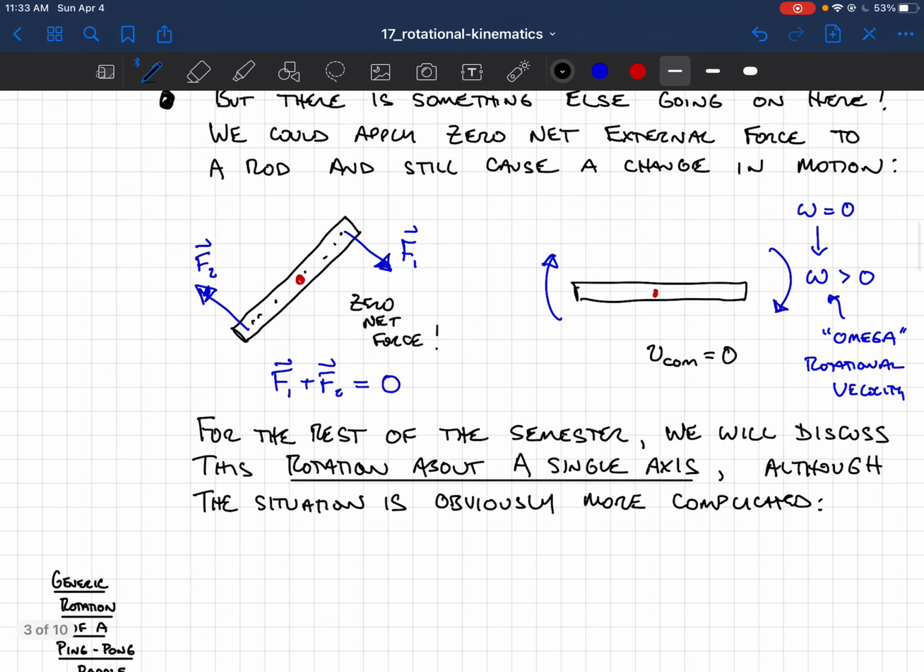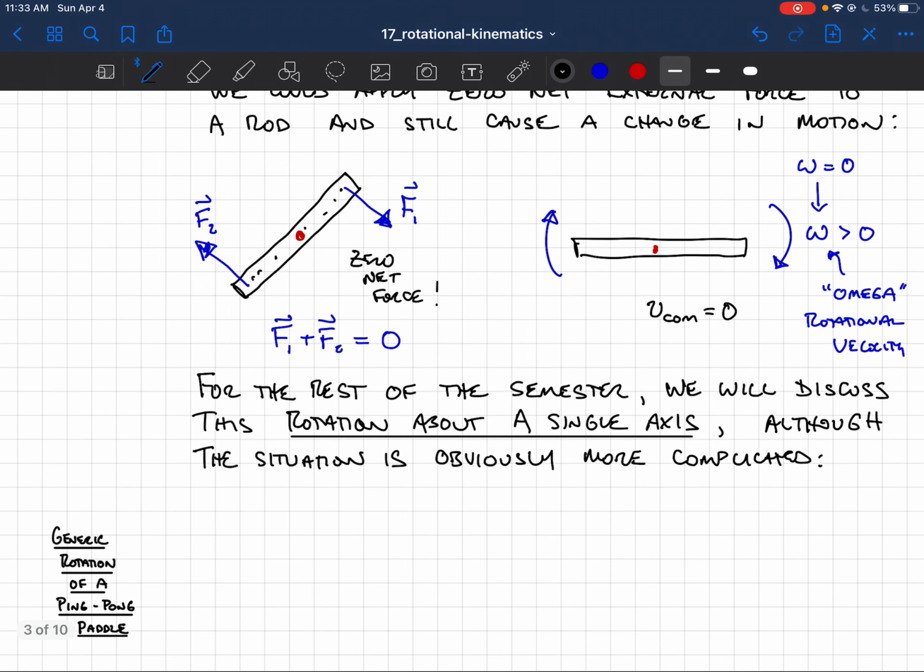So for the rest of the semester, we're going to talk about this kind of rotation, and we call this a rotation about a single axis. The idea is you're looking down on a table at what we could call the XY plane of the table, and this little dot that I've drawn at the center of mass, I'm going to call the axis of rotation. What do I mean by that? Well, it's really the z-axis, coming out at us. We'll actually label some of our quantities with little z's because we're talking about rotation about the z-axis.